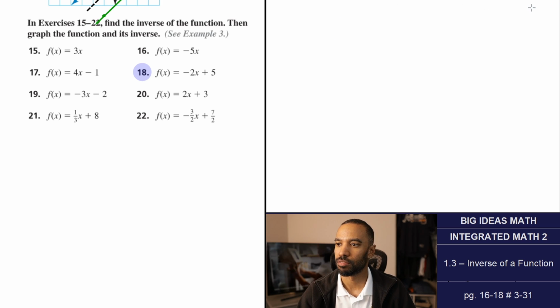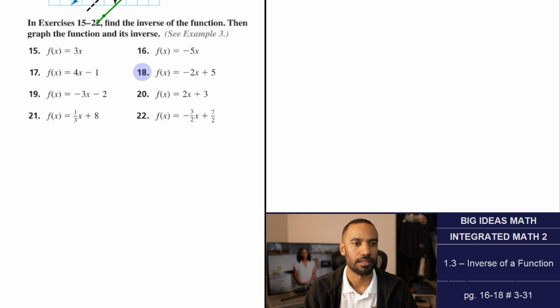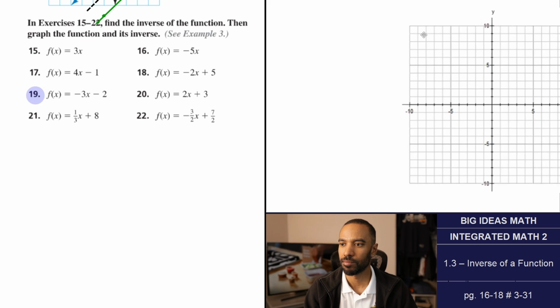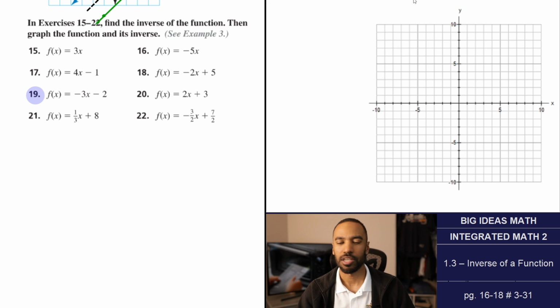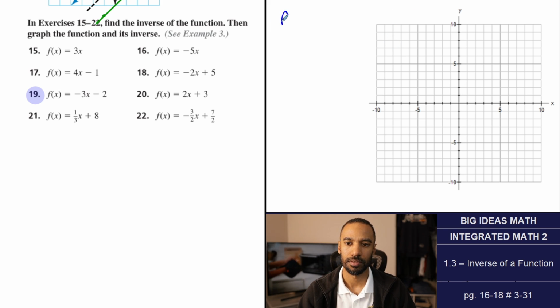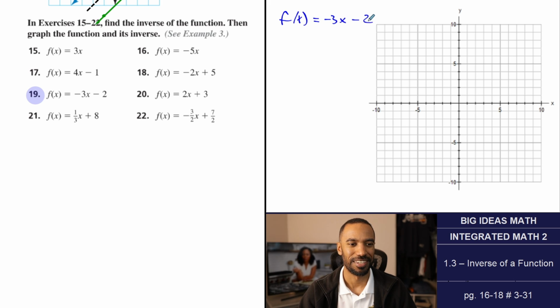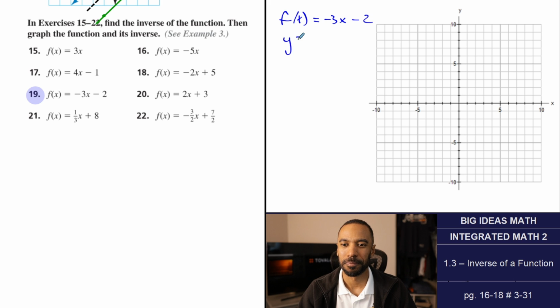I have to reformat this. Okay, number 19. Four more of these. f of x equals negative 3x minus 2. Let's go and swap x and y.